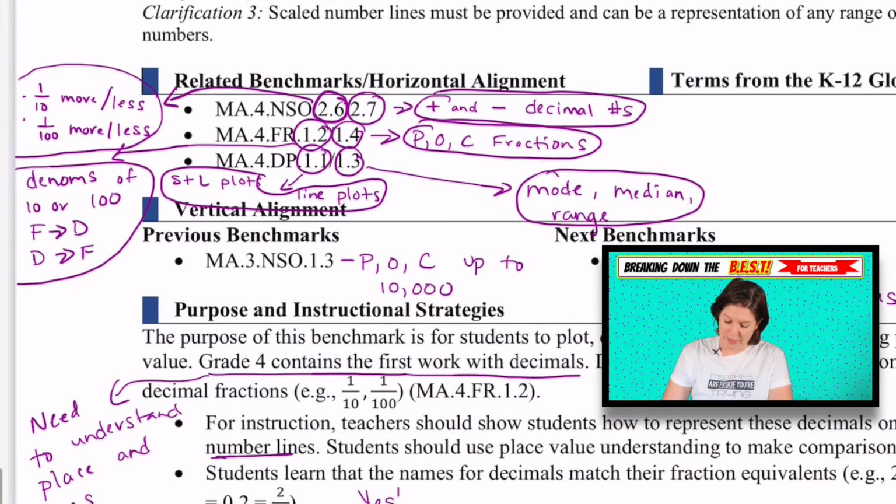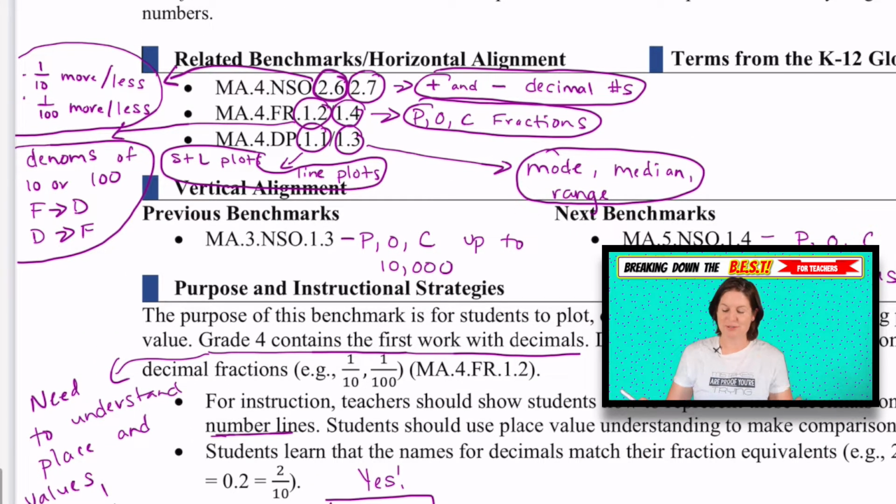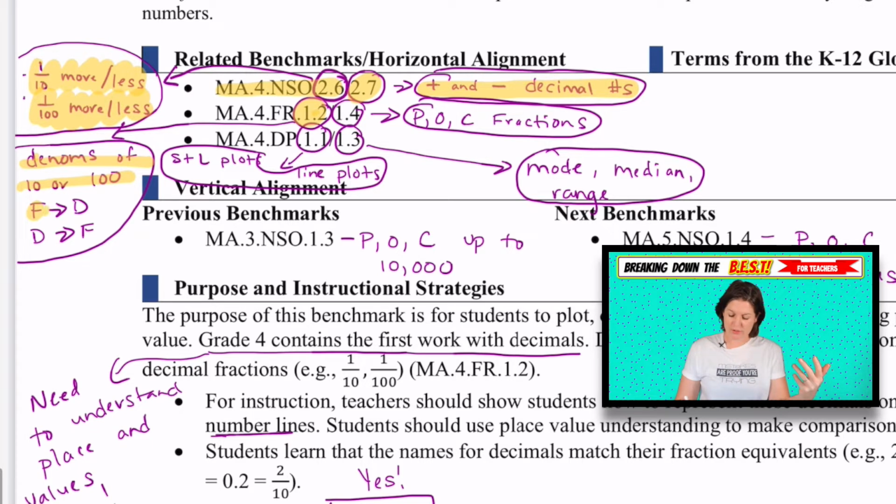Now, look at this crazy web I have over here. These are the related benchmarks, so the 4th grade standards that align with this one that we can use with it. So first we have MA.4.NSO.1.5, which is where we're talking about 1/10 more or less, and also 1/100th more or less. It also connects to 2.7, where we will add and subtract decimal numbers. In 4.FR.1.2, that's where we have denominators of 10 or 100, and we're converting from fractions to decimals or decimals to fractions. 1.4 for those FR strands is where we're plotting, ordering, and comparing fractions.